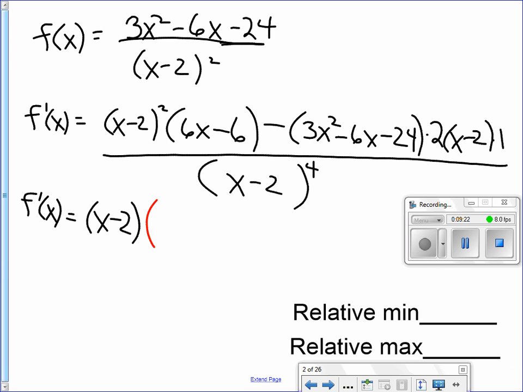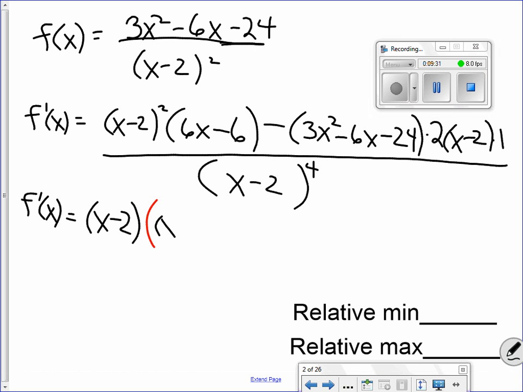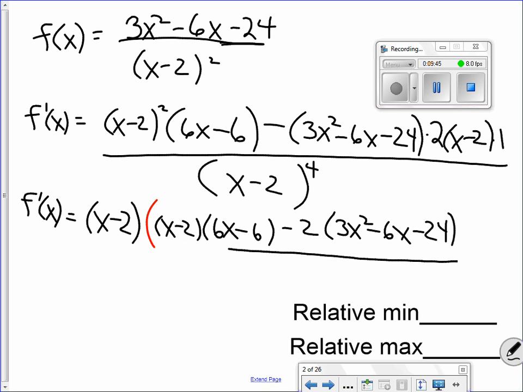Sorry, I'm connected. Okay, we're back. So where were we? We're factoring out the x minus 2. So what goes in here? Okay, so we have the x minus 2 times 6x minus 6. And then over in that second term, minus 2 times 3x squared minus 6x minus 24. This is all over the denominator.